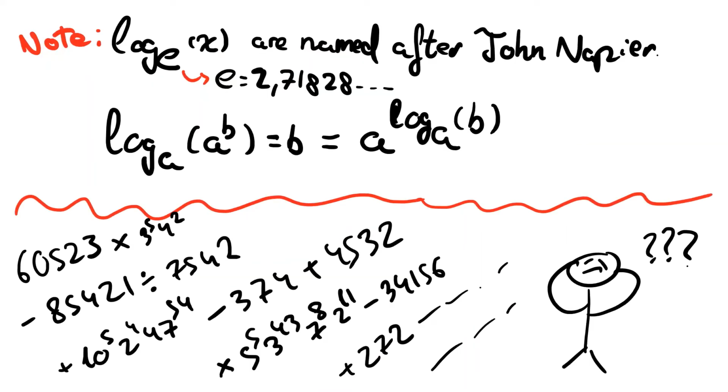Two things we should note here are that the logarithms in base e, which is the irrational number whose first digits are 2.71828, are called Neperian logarithms to honor their creator, John Napier, and also that we can observe from the formula that the logarithm is the inverse function of the exponentiation.